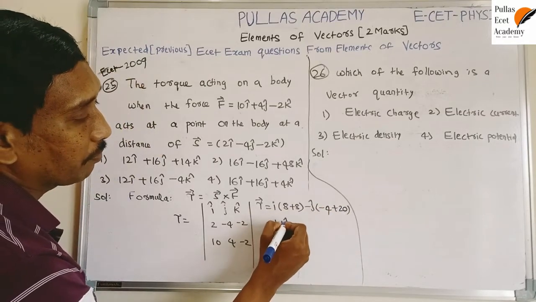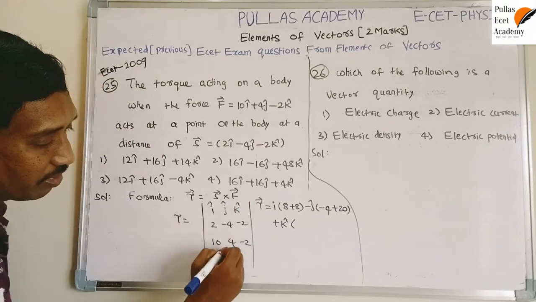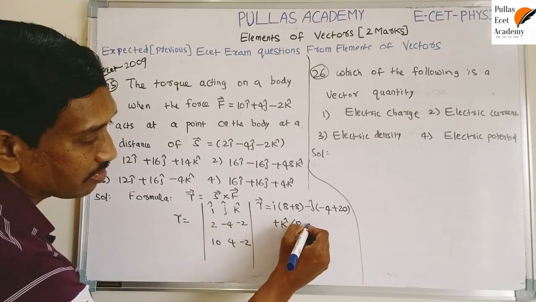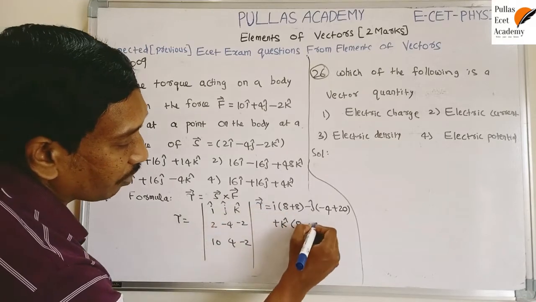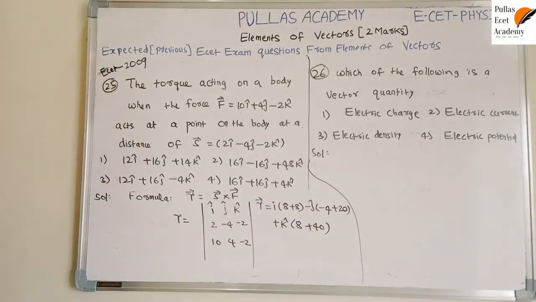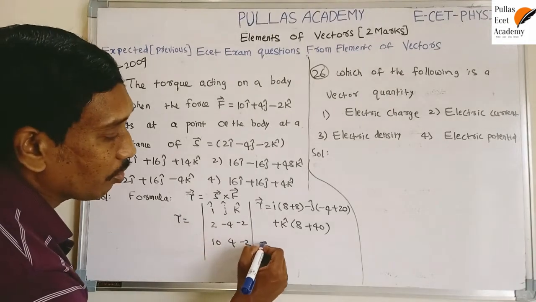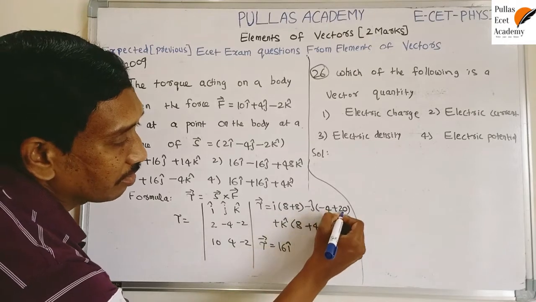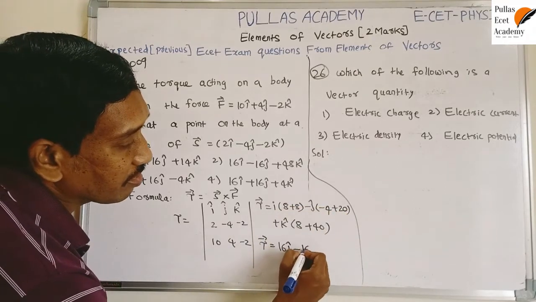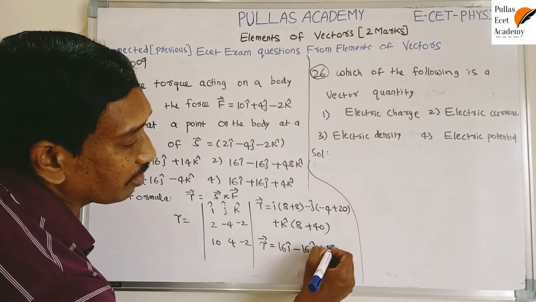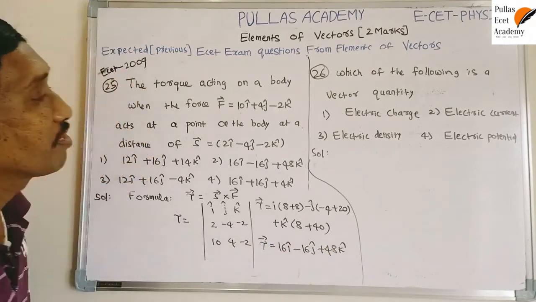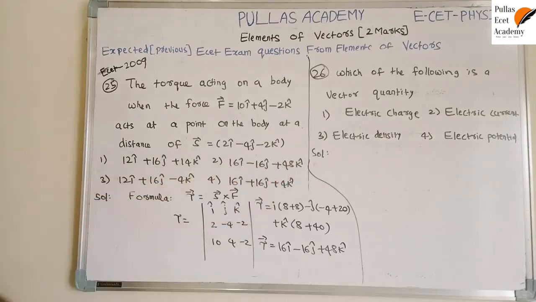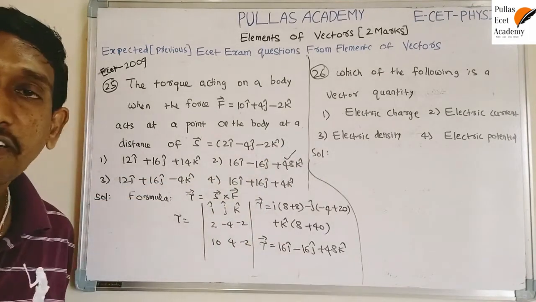Next plus k cap, what is the formula here? Take the determinant of these 4 letters: AD is 4 into 2 is 8, minus 40, actually minus, in minus plus 10 into 4 is 40. In this way we have to find it out. Now simplify: tau bar is equal to 8 plus 8, 16 i cap. Next here, 16 minus 16 j cap. Next plus 48 k cap. Okay, so this is the answer: 16 i cap minus 16 j cap plus 48 k cap. This second option is the correct answer.